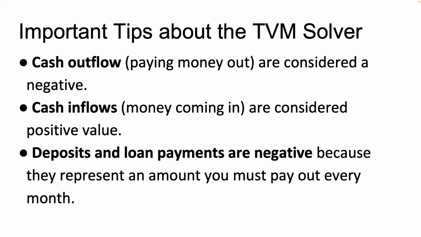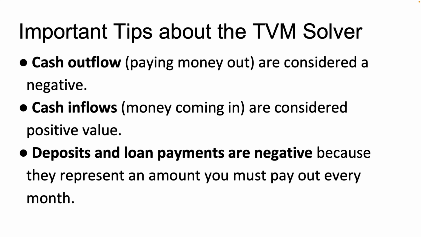Before we get started, a few important tips about the TVM solver. For the variables that represent cash, you need to pay attention to the direction of the cash flow. Cash outflow, or money that is being paid out, is considered negative. Cash inflow, monies that are coming in, is considered a positive value. Deposits and loan payments are negative because they represent an amount you must pay out every month.